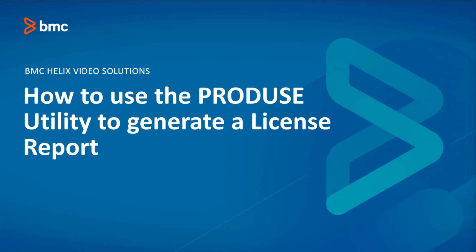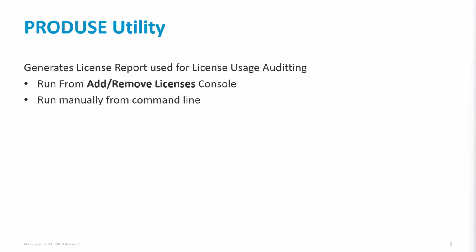In this video, I'll show you how to use the PRODUSE utility to generate a license report. There's two ways to generate a license report that will be used for license auditing, and that is from the Add Remove Licenses console, which is in the administration console, or you can run it manually from the command line, and I'll show you how to run it both ways.